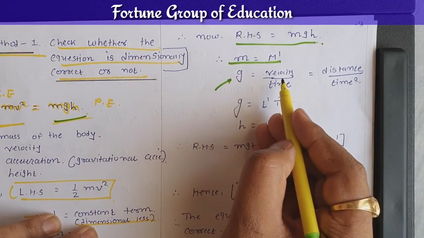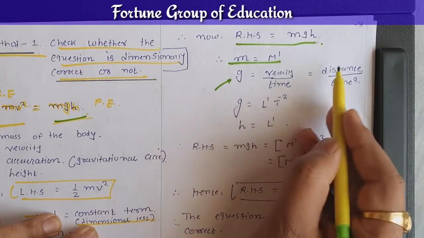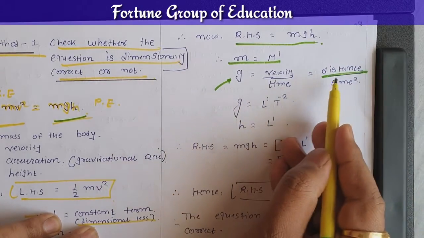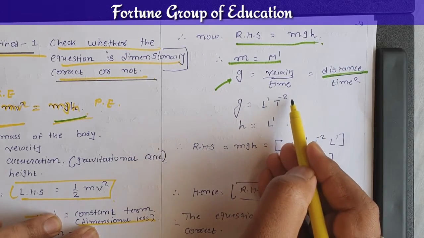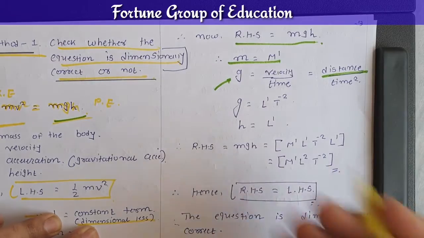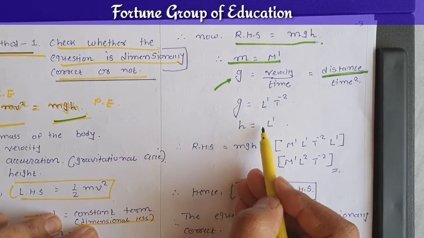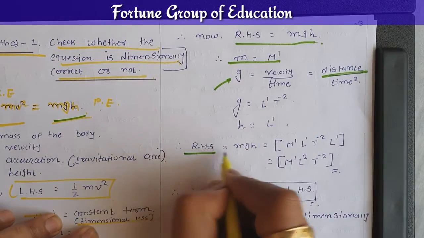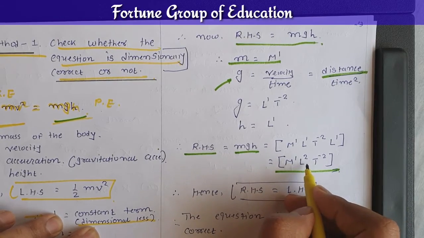Now acceleration, we know that it is velocity upon time. Velocity equals distance upon time, so it's time square. So this will be written like this: L to the power of 1 and T to the power of -2. Fine. And the third term is height. Height indicates length, so it is L to the power of 1. So now the right hand side, mgh, has the dimension formula M1 L2 T to the power of -2.